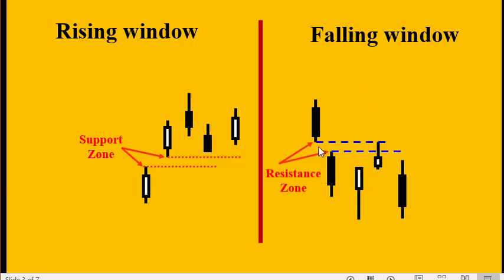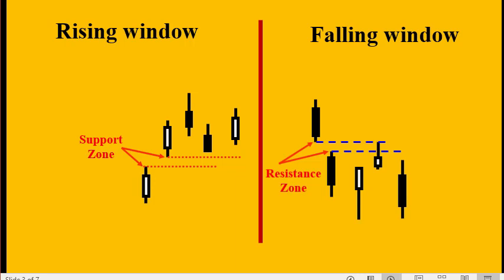A falling window, the market gaps down. The whole window is resistance, with the major resistance at the top of the falling window. And the market could actually push above the falling window, but as long as it doesn't close above it, it's still a resistance area.